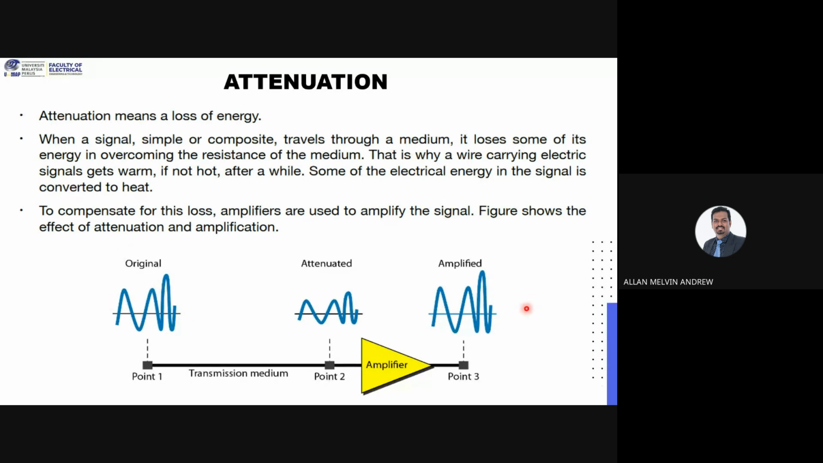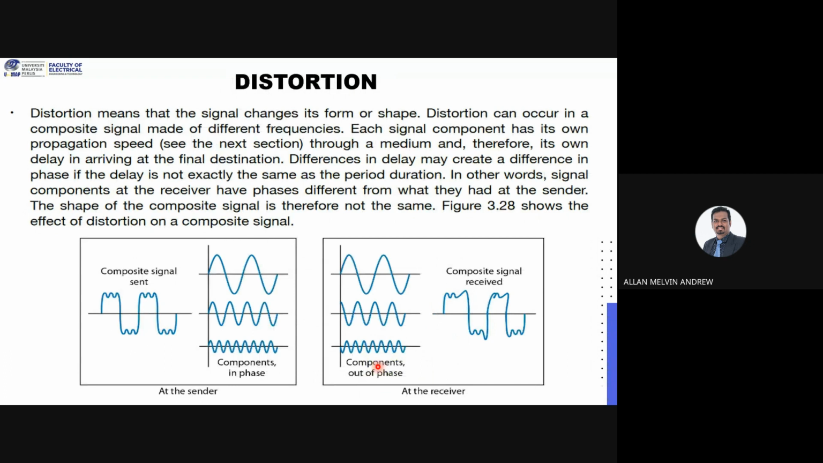Okay, so I think I already explained this. To compensate for this loss, amplifiers are used to amplify the signal. With an amplifier, you must know, you cannot over-amplify a signal or under-amplify the signal. You must know the original message, how many volts. So let's say after some time it becomes from 5 volt to 1 volt. The amplifier must increase it by another 4 volt so that you can get 5 volt. So you must know the gain of the amplifier. Okay, that is attenuation.